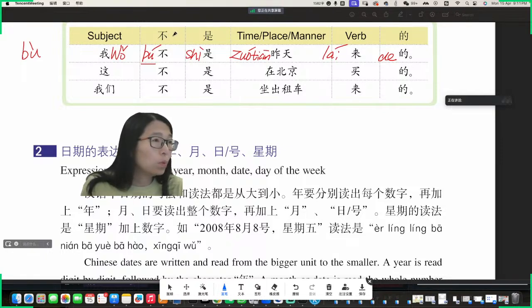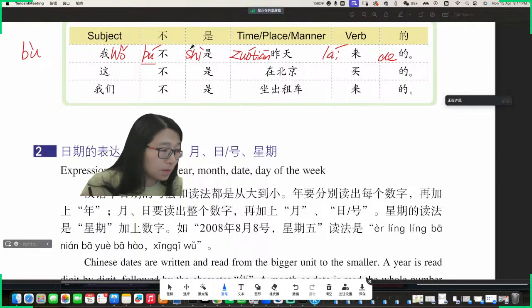So 不是. Why? Because 是 is a falling tone, so 不 before 是 will change to a rising tone. In this way, it makes you pronounce these two words much more easily: the tone goes up and then down. If you say two falling tones together, it's kind of hard to say. So we don't say that, it sounds not natural, not a native speaker's way. We say 不是, so 我不是.